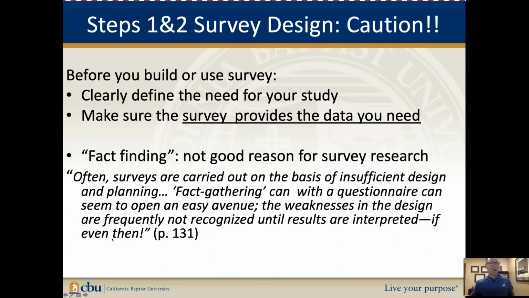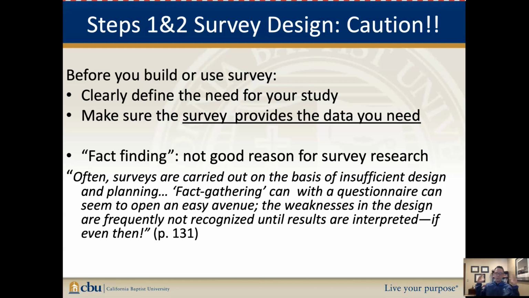Kind of a quick word of caution here, though. It's really important that each of you clearly understands your research question and your specific variables that you want to collect data on. Because it's really tempting to just sort of throw out a survey, and like this quote says, often I use a survey based on insufficient design and planning in order to gather a bunch of facts, right?